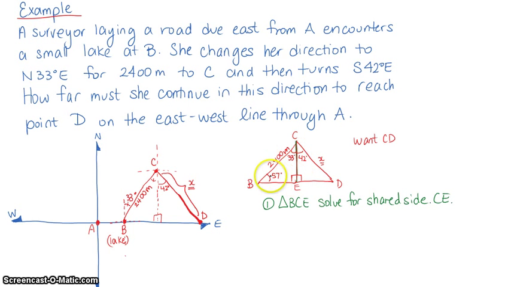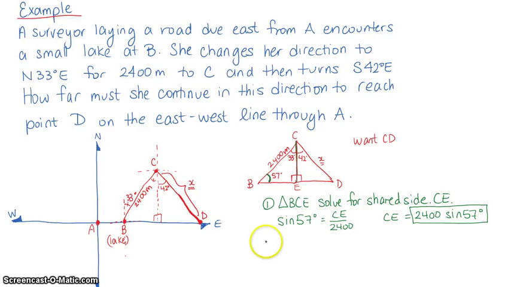Now, in order to solve for that side, let's use our 57 degrees. We have an opposite and a hypotenuse. So, we know we're going to have to use sine of 57 degrees is going to equal CE over 2400. Multiply both sides, and then we can figure out what CE is. Now I'm going to leave it like this. I don't want to round this value. I could plug in my calculator and get an approximate value, but I definitely do not want to round this value. We're going to use that shared side to help us solve for x.